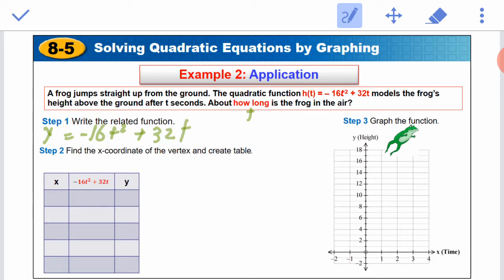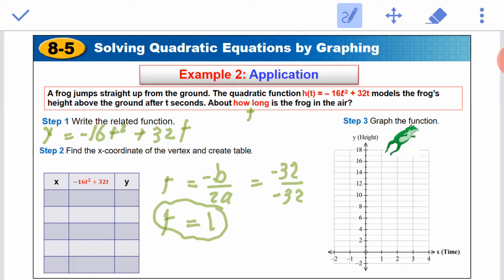I need the x coordinate of the vertex as a guide. So the x coordinate, this time it's t, not x, but we can use x. It is not a big deal. It's negative b over 2a. b in that example is 32, so it's going to be negative 32 on the top. 2a means 2 times negative 16, it's going to be negative 32. Guys, any number divided by itself is equal to 1. So my x coordinate of the vertex gonna be 1, and that one gonna be my guide.